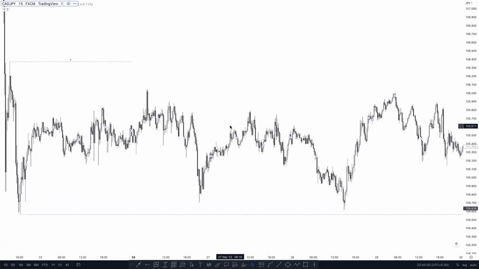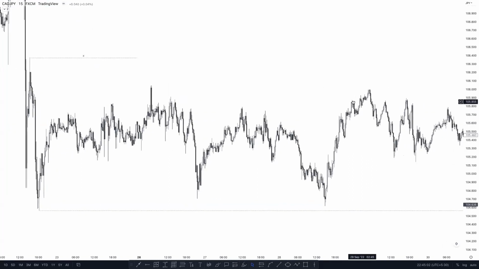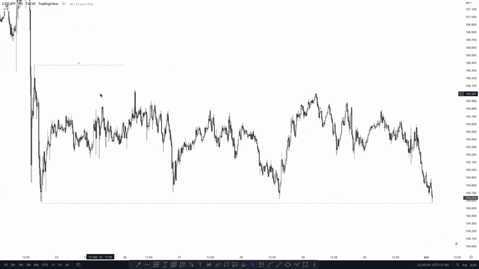Okay, thank you, everyone. So right now we have a range in CAD JPY. The market did not break this low, nor take out this inducement. So I think you don't need to trade this until it breaks this low or takes out the inducement. Okay, so if there is any other question, you can ask me.